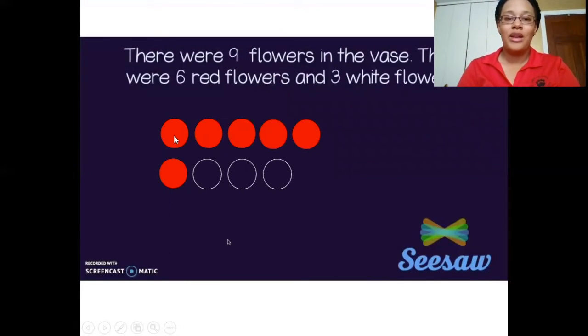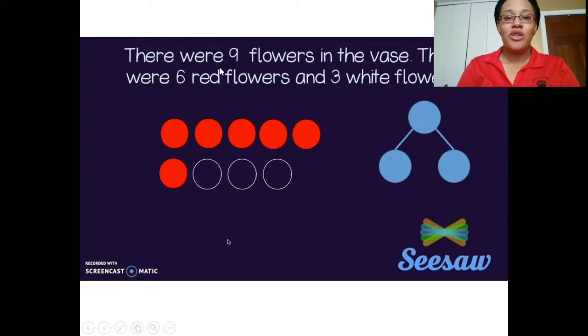Okay, I see 5, 6. So I see 6 red flowers and 1, 2, 3 white flowers. Now, if you're on white paper, you can just draw your white flowers or draw them in a different color to show that the flowers were white. Okay, so let's use our number bond to help us figure out our parts and our whole.